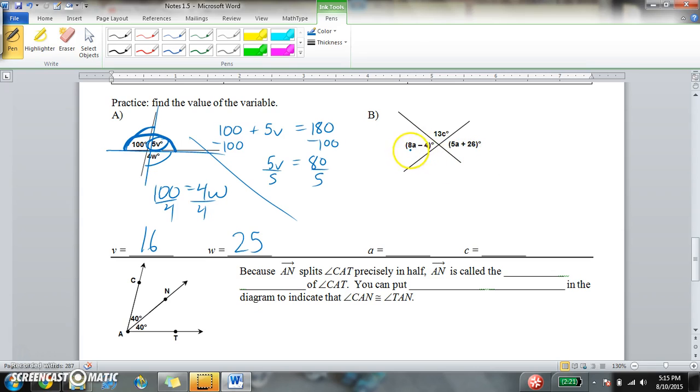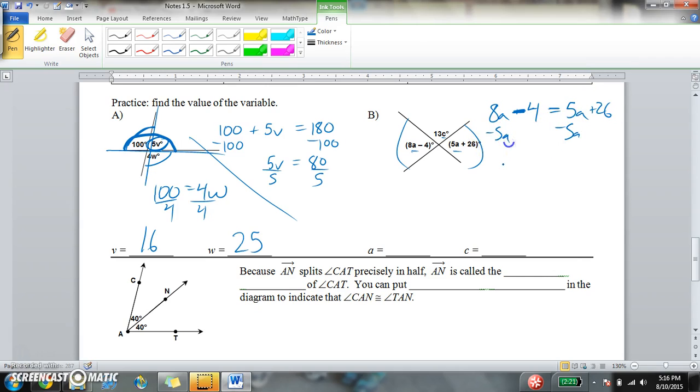Letter B over here, we've got two variables. We've got an A and we've got a C. So we need to solve for one first before we can solve for the other. Since we've got an A here and an A here, let's solve for that one first. So if I look at this angle and this angle, I see that those two things are vertical angles. So like we did before, whenever you see vertical angles, take the two things, set them equal to each other, and solve. So 8A minus 4 equals 5A plus 26.